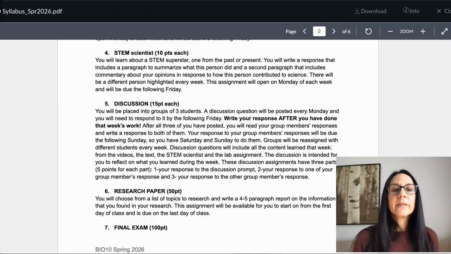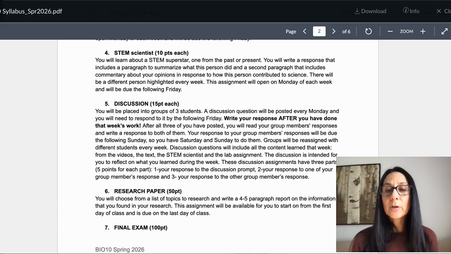Okay. The 6th thing is a research paper, and that's not due until the end of the semester. So the assignment is open on day 1 and you have the whole semester to do a research paper. And I give you that much time because sometimes you can go down a rabbit hole on one of these topics, which is awesome. And so I just want to make sure you have enough time to really get to know this topic.